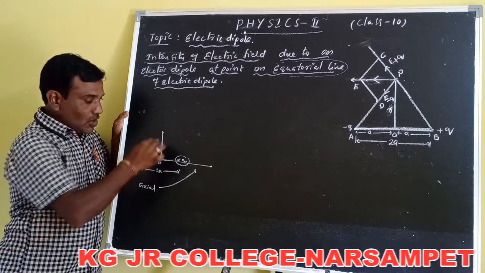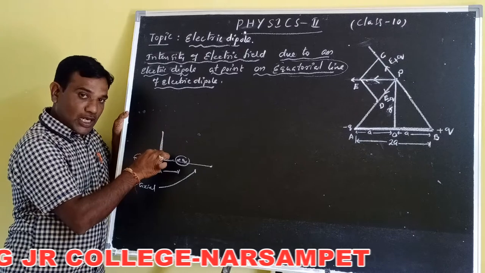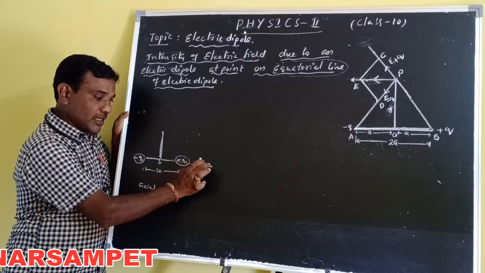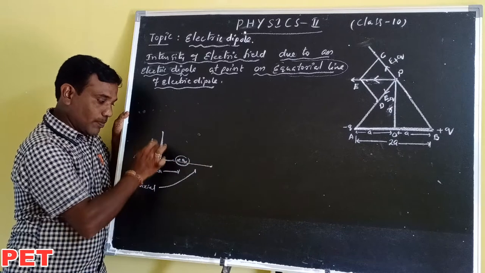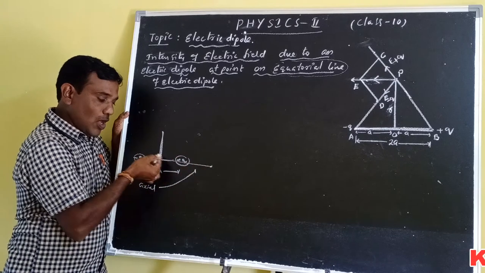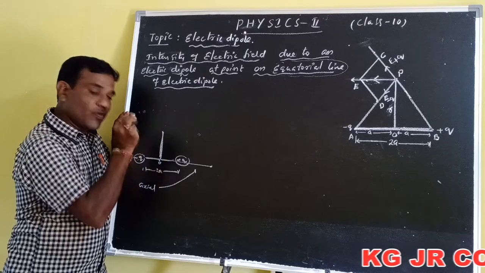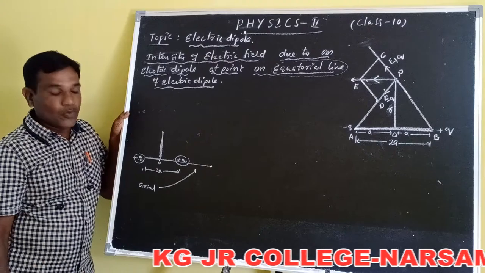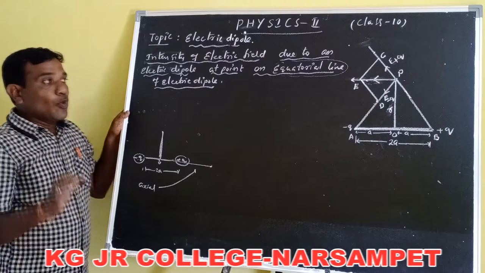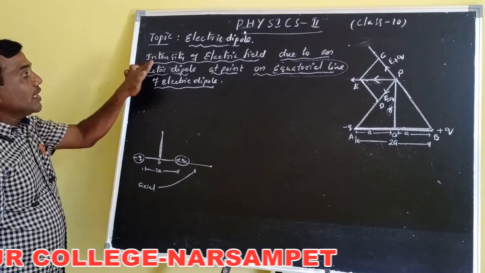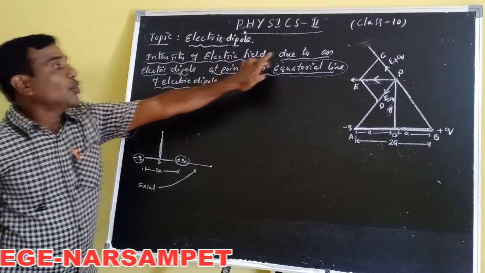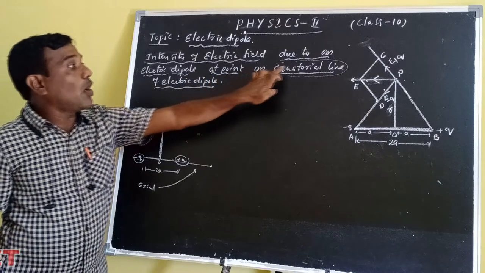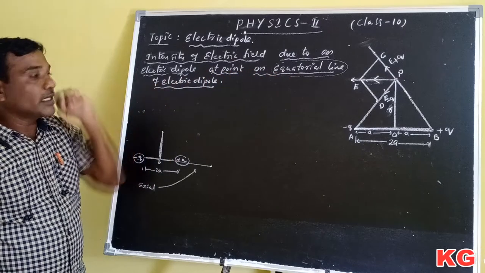Once again, the vertical line which is perpendicular to the axial line and passes through the center of the electric dipole is the equatorial line. Okay, now this is the equatorial line. So what is the aim of the topic? The intensity of electric field due to an electric dipole at a point on the equatorial line of the electric dipole.